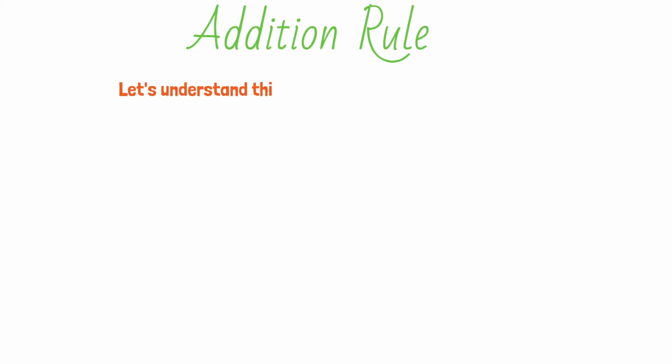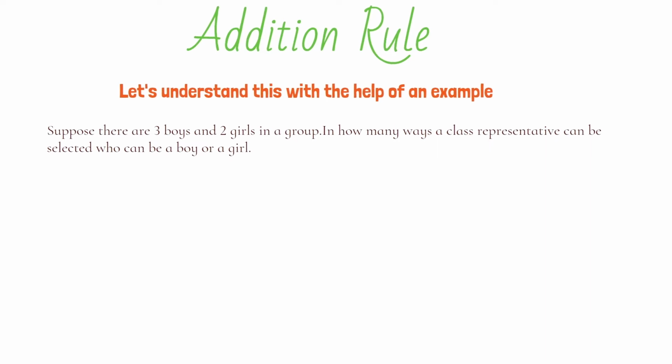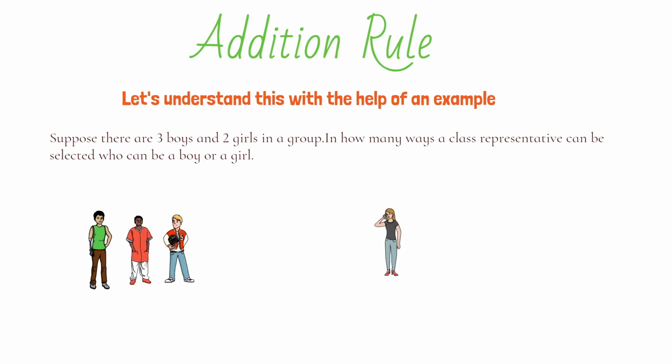Now move to the second rule, that is addition rule. Let's take one example for this. Suppose there are 3 boys and 2 girls in a group. In how many ways can a class representative be selected who can be a boy or a girl? So there are 3 boys and 2 girls. So the boys can be selected in 1, 2, 3 different ways and girls can be selected in 1 and 2 different ways. So there are 1, 2, 3, 4 and 5 different ways.